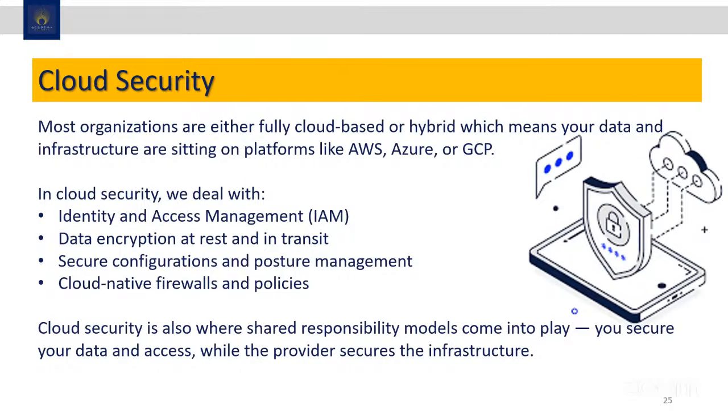So, cloud security. This is one of the most relevant in today's environment because almost every organization is either fully cloud based or hybrid, which means they have moved their data to cloud infrastructure like AWS, Azure, or Google Cloud Platform. In cloud security, one way we deal with the security implications is with identity access management, IAM, and data encryption in transit and at rest, implementing TLS, SSL and the like.